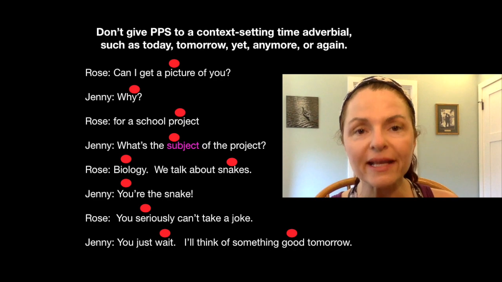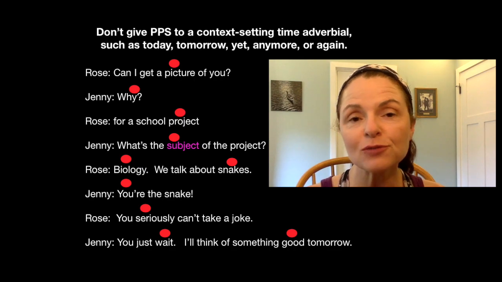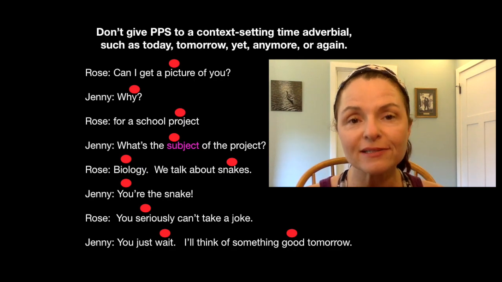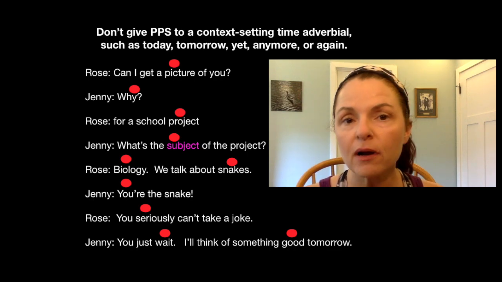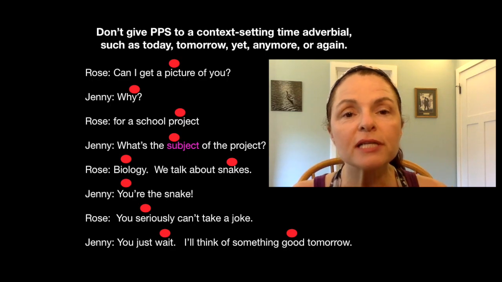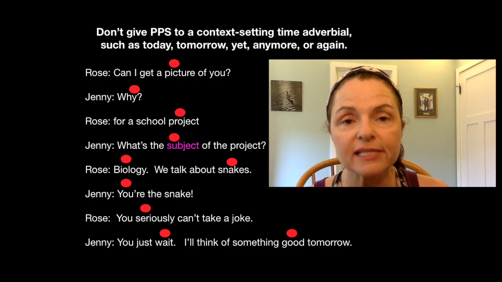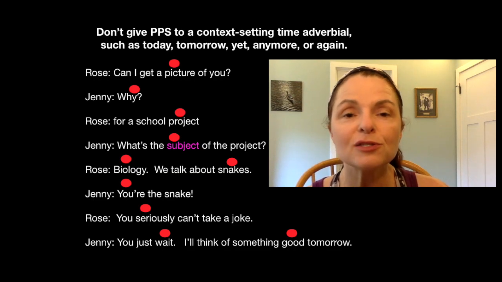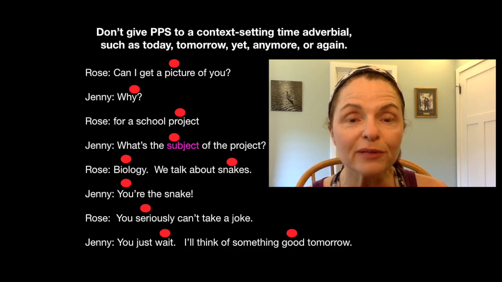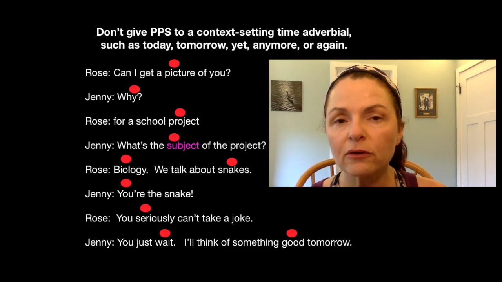You just wait. This is threatening and it follows the general rule. Stress the last new content word, which is wait. You just wait. I'll think of something good tomorrow. We don't stress words like tomorrow or anymore or yet. These are just adverbials that express time in the context of the sentence. Don't stress them. Stress the last new word before those time adverbials. I'll think of something good tomorrow.